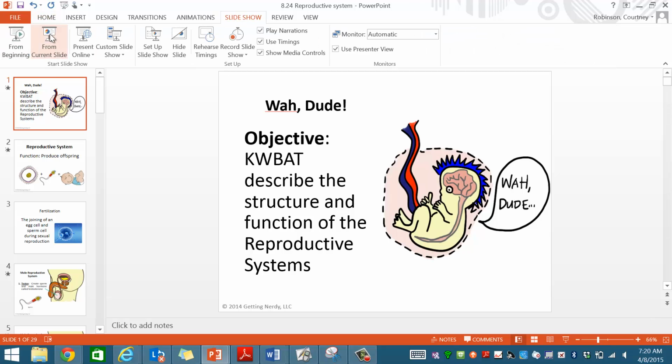Hey Kipsters, in today's lesson you will be able to describe the structure and function of the reproductive systems. We are on our last and final body system, so let's jump right in.